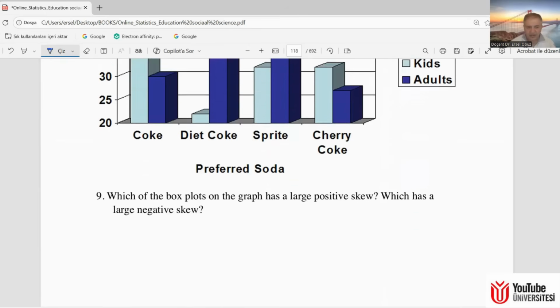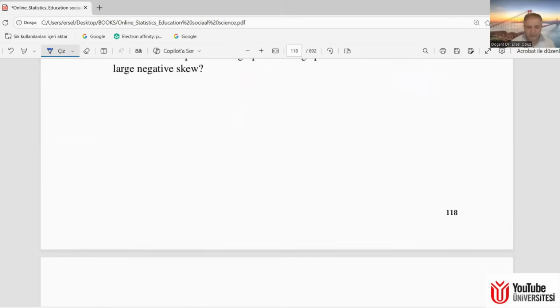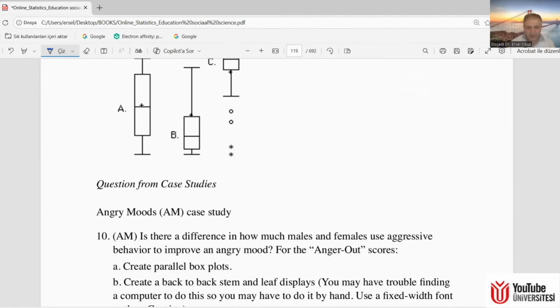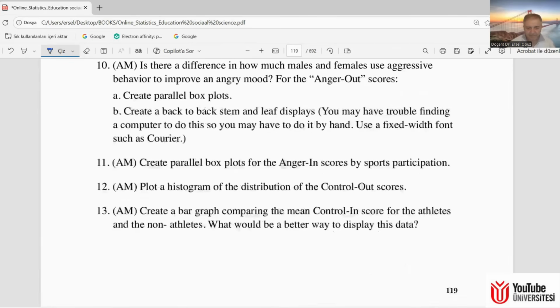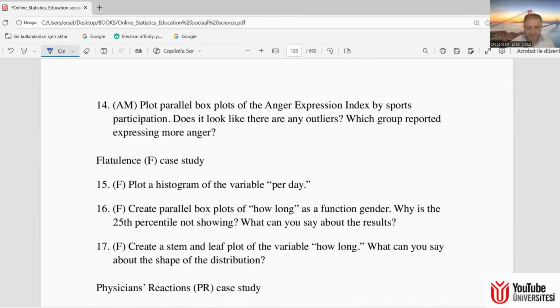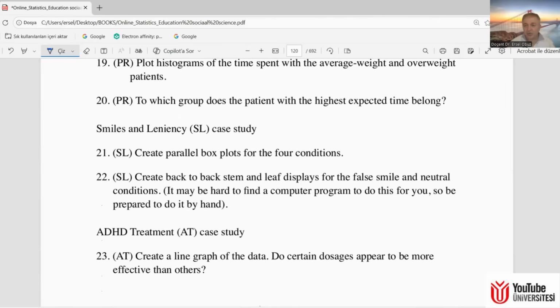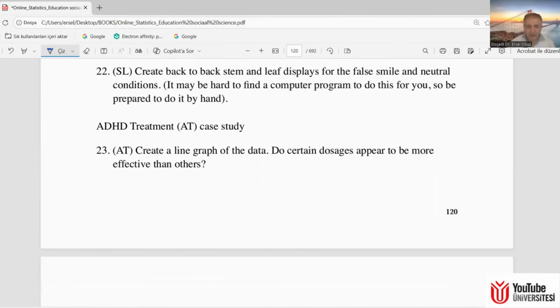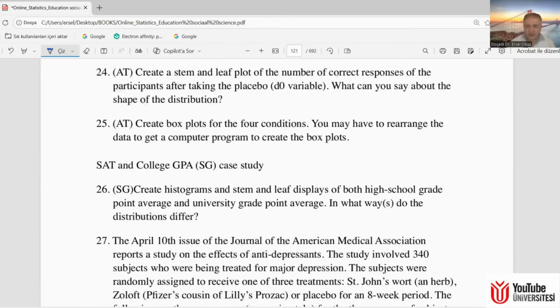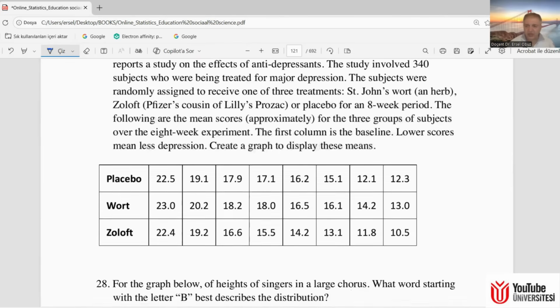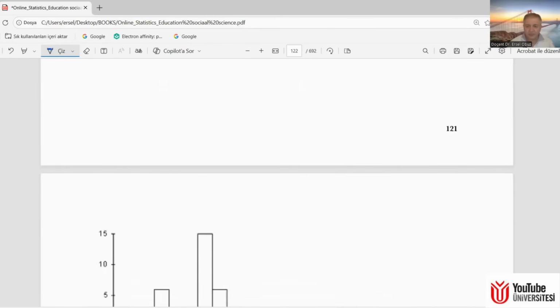Okay, those are some other graphs. So we will have some sessions to solve the questions, but I just solved a couple of them randomly.